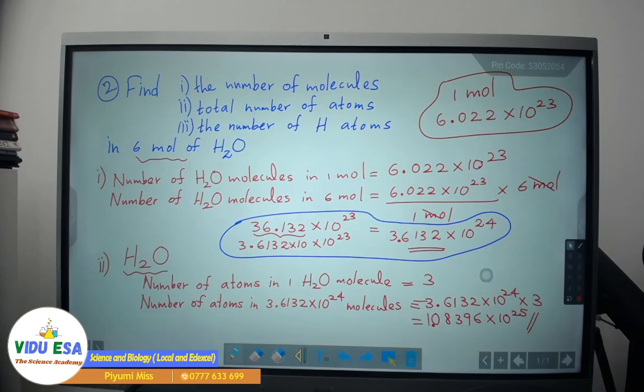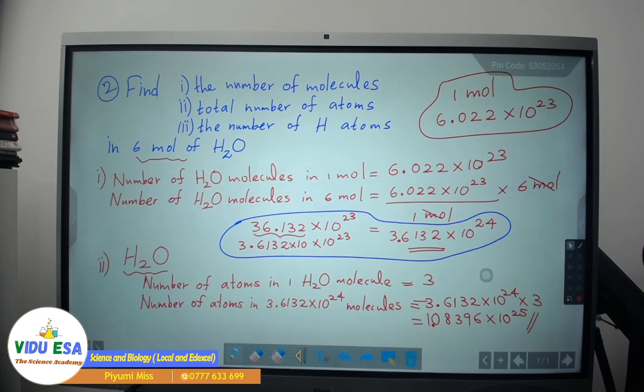Shall we move on then? Shall we move on to the next part, the third part? The number of hydrogen atoms. Now you can find it, right? The number of hydrogen atoms in one water molecule, how many hydrogen atoms are there? 2. There are 2 hydrogen atoms.